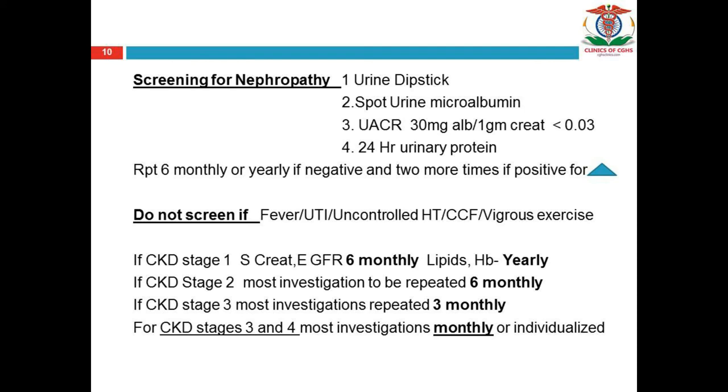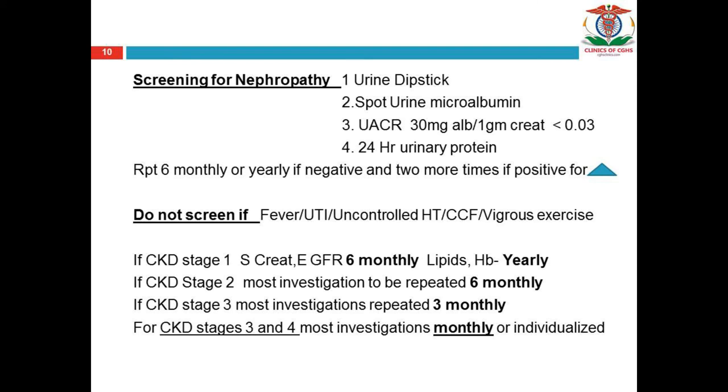In CKD stage 1, the first stage of nephropathy, you can do the investigations annually. In the second stage, you must do all investigations 6 monthly, except maybe HB and lipids, which you can do yearly. In CKD 3, most of the investigations should be done 3 monthly. But when the patient progresses towards CKD 4 and 5, then as per the nephrologist's advice, or at least monthly, all investigations must be repeated.